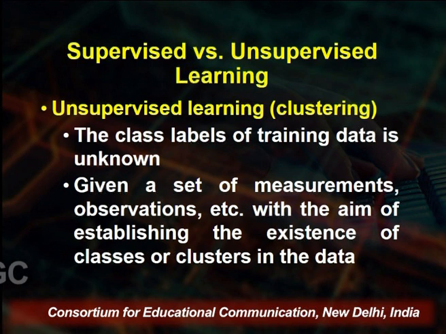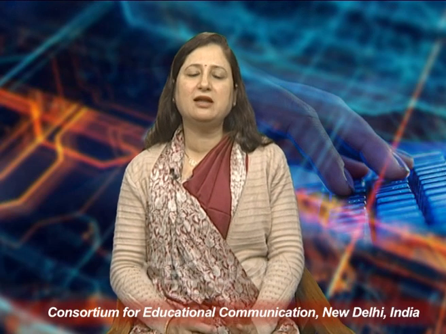If you talk about unsupervised learning, which is also known as clustering, in clustering there are no class labels which are identifiable, and we have a set of measurements or a set of observations, all with the aim of establishing the existence of classes or clusters in the data. So unlike classification, in clustering there is no class label available, and whenever we get a data set, we have to identify the class and put it in the relevant cluster.